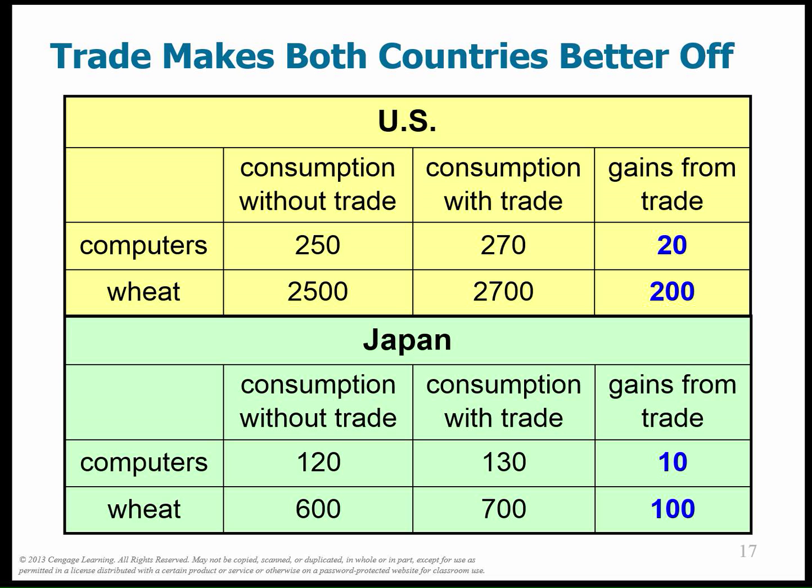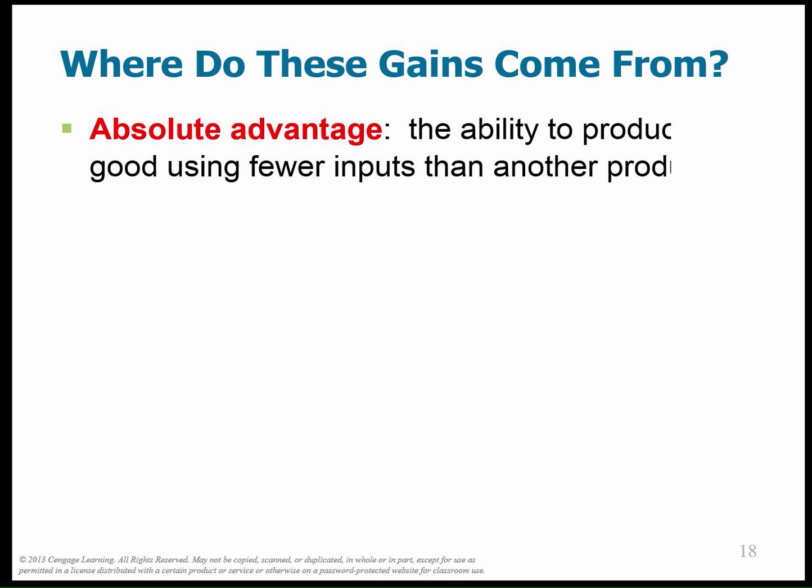Now those production points, remember, we just made them up, but the illustration is that trade can, if done right, make everybody better off. All right, so how does this happen?